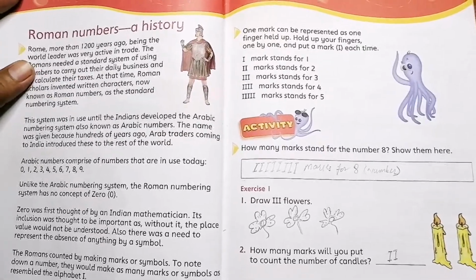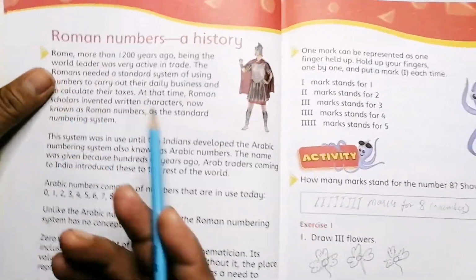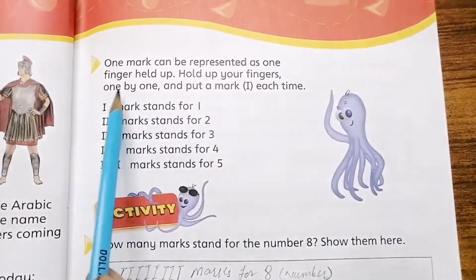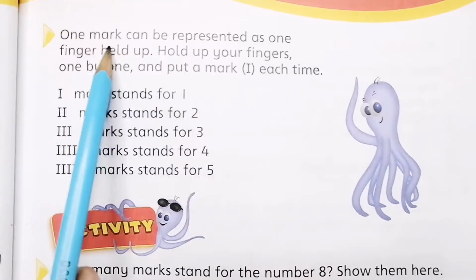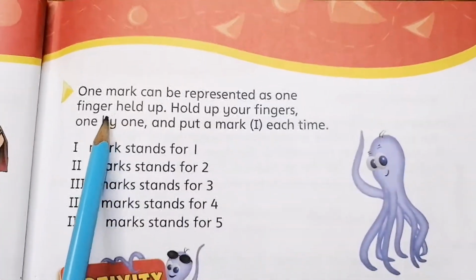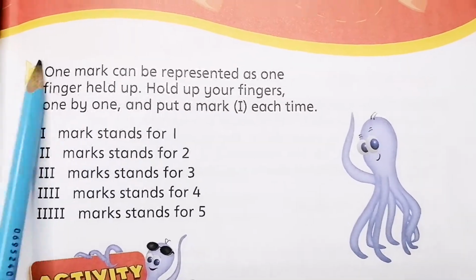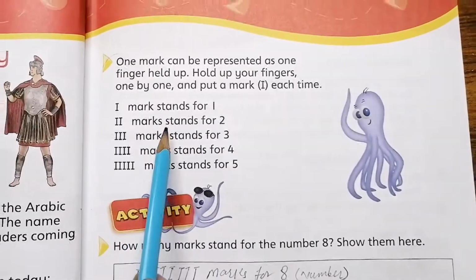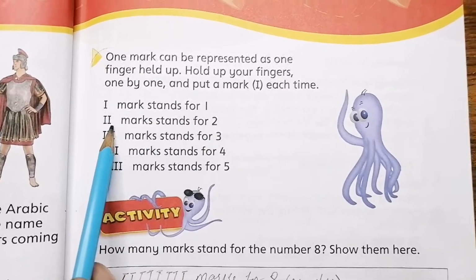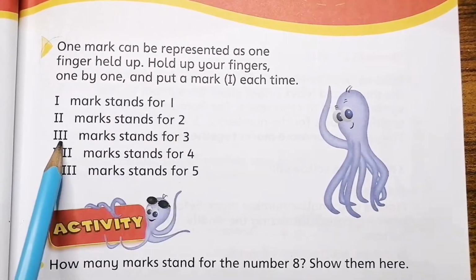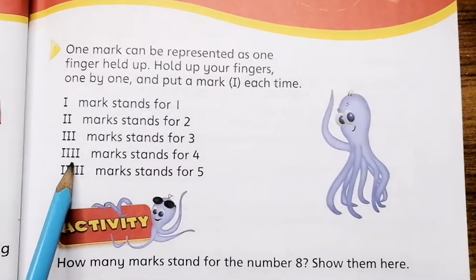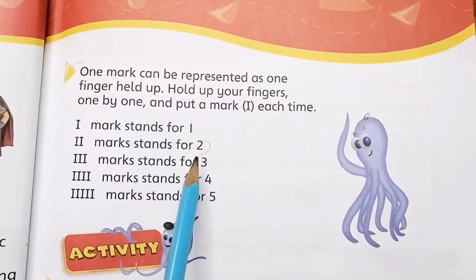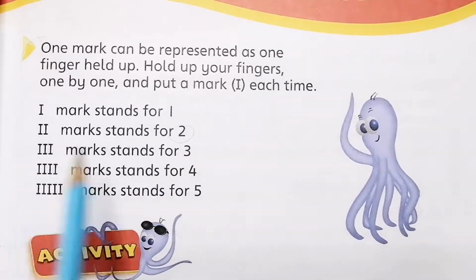So history you can study yourself. This is history given here. So on this page here it is given that one mark can be represented as one finger held up, right? Suppose if one is there, you will just say that this is one finger and one is equal to one mark. One mark stands for one, two marks stand for two, three line marks stand for three, four line marks stand for four. So this is just as given accordingly, that 1 is equal to 1, 2 is equal to 2.